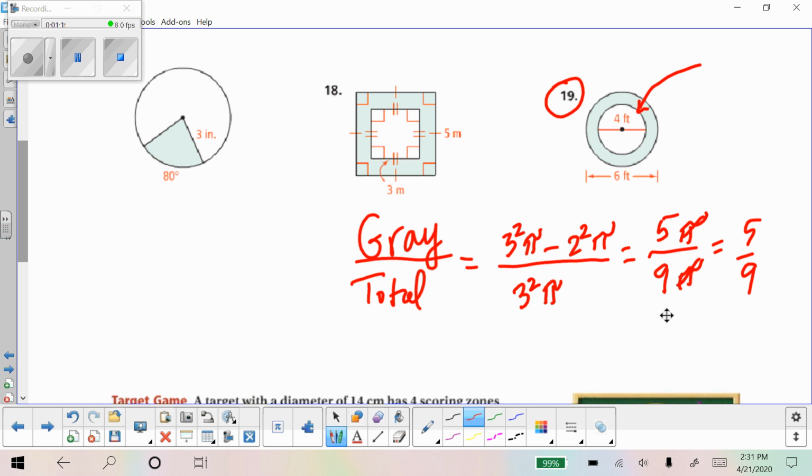I think I asked you to give this area to the nearest whole number percent. 5/9 is 0.5555 repeating. So as a percent, that would be 55.5 repeating, and to the nearest whole number it would be 56%.